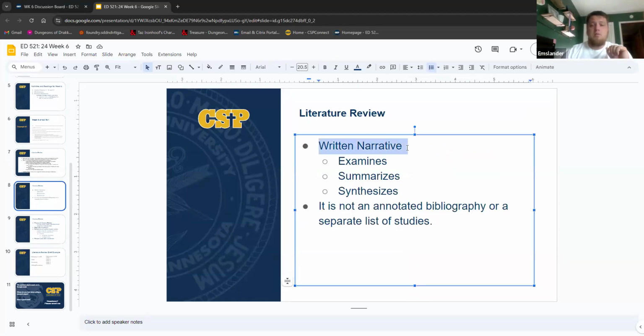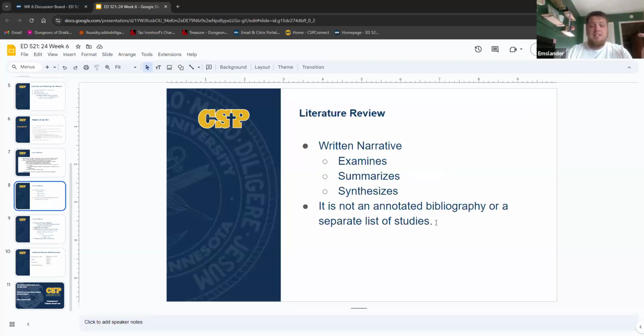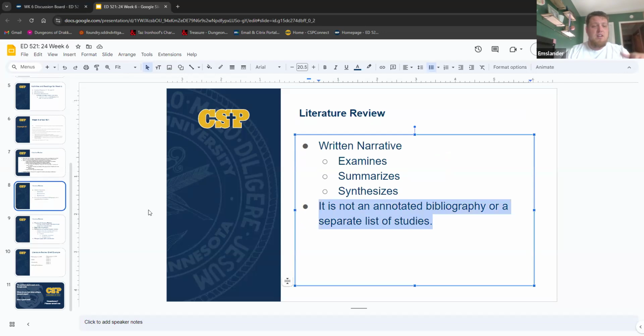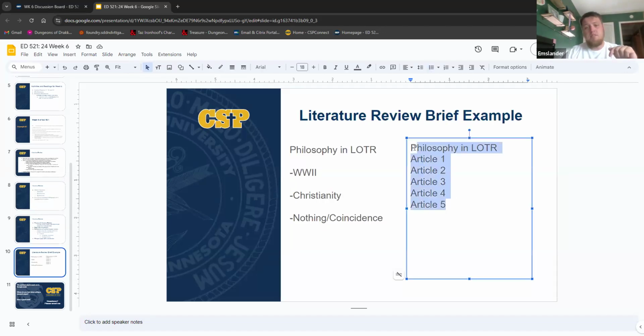So it's a written narrative that examines, summarizes, and synthesizes. This is the left one. It's philosophy with 3 topics or more. You could have more or less. Whereas an annotated bibliography or a separate list of studies, it's doable. That's the right example, but it usually doesn't read very well.